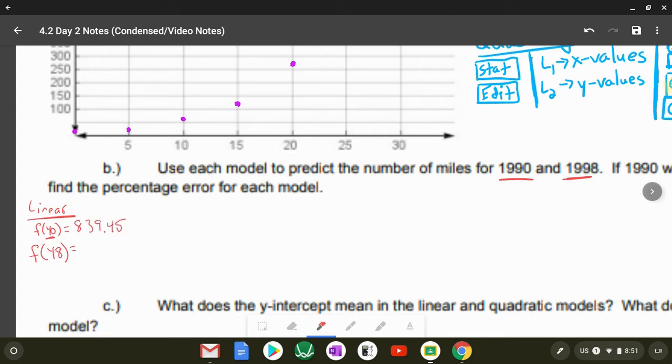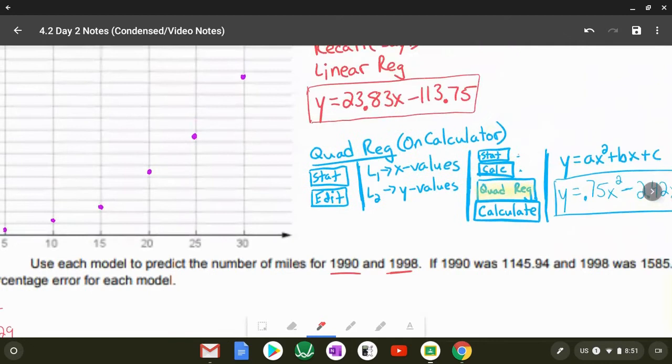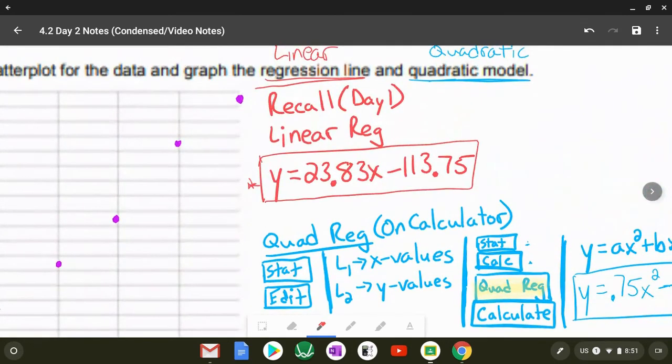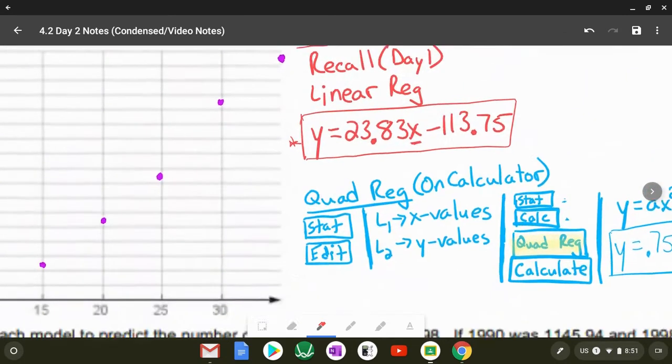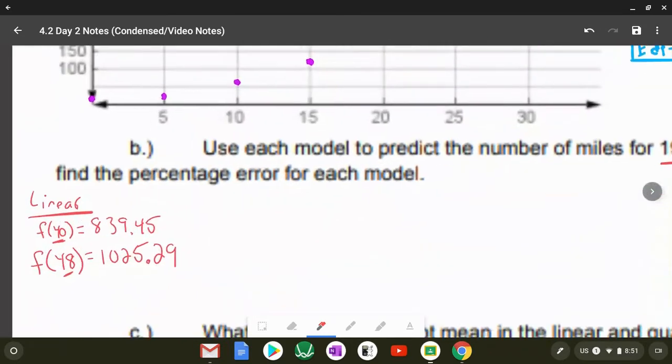And when we plug those in for the linear model, you're going to get 839.45, and you're going to get 1025.29. Okay? So again, all you're doing is you're plugging in these two numbers into your equation, which we found up here, for x, because x represents the years since 1950, and these are the predictions.